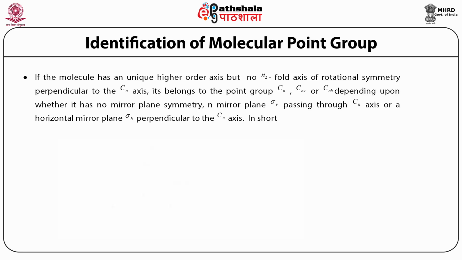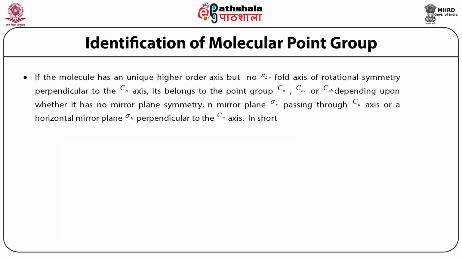in a plane which contains the principal axis, that is a mirror plane σv which passes through the principal axis, or if there is a mirror symmetry about a horizontal plane which is perpendicular to the Cn axis. So it's very easy to then identify the molecular point group of a given molecule.